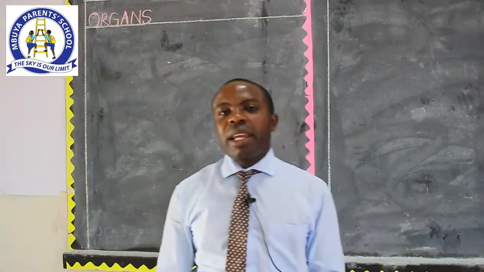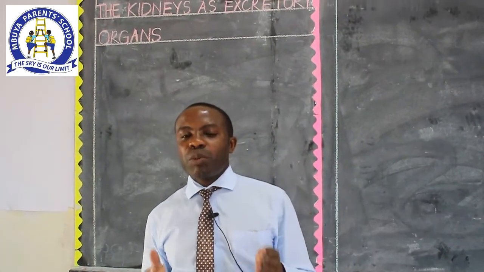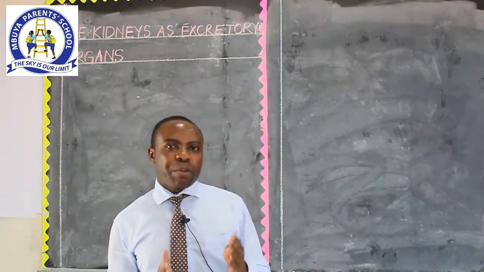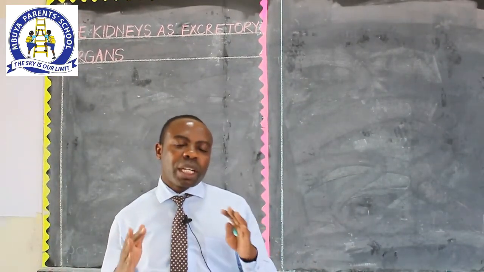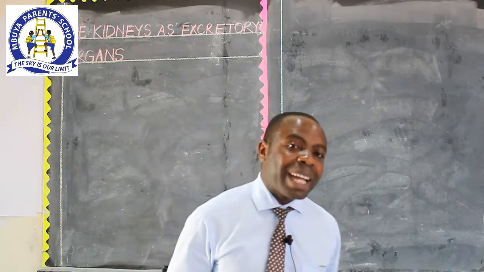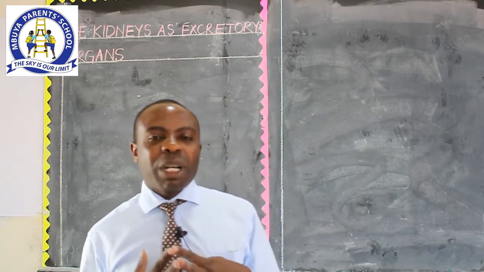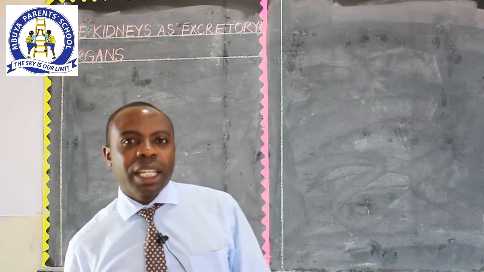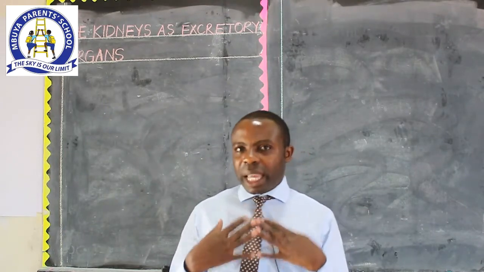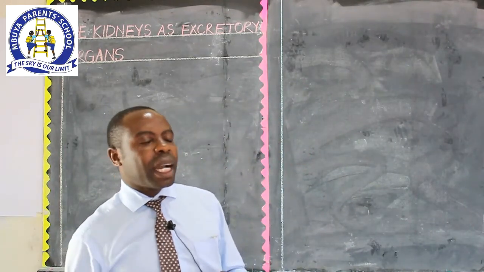Now, candidates, having done corrections, we are going to have our lesson today. And today, we are going to talk about the human kidneys as excretory organs. Remember, we talked about excretion, and we talked about excretory organs, and there were 4, where we had the human skin, the human kidney, the lungs, and the liver. Now, we are going to look at the second one, and this is the kidney.